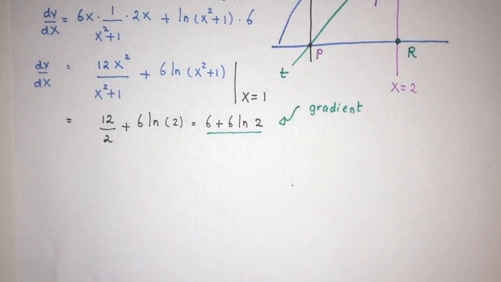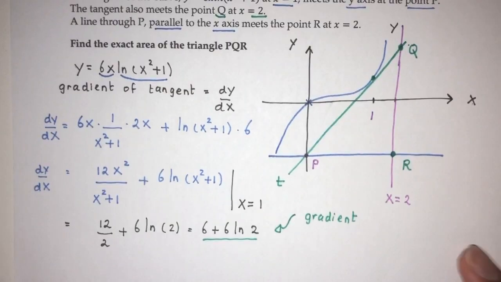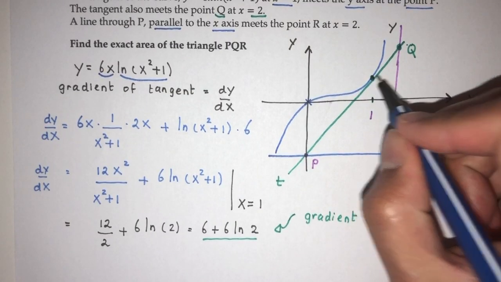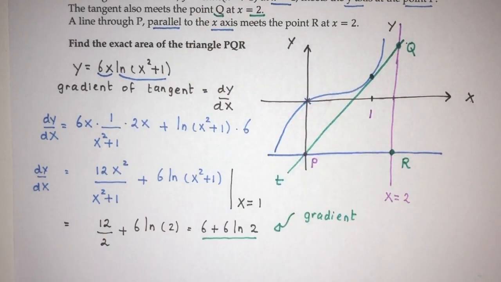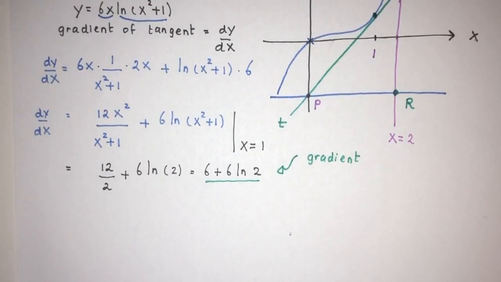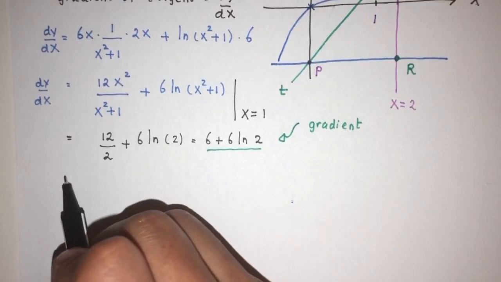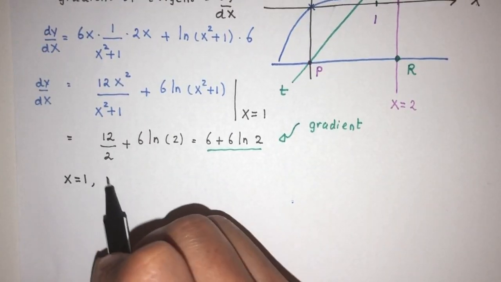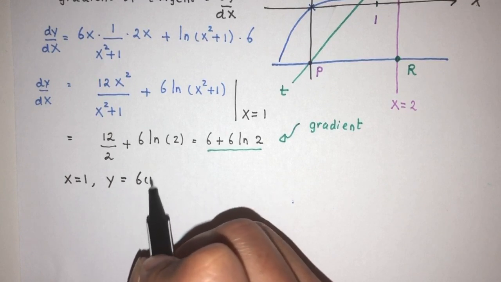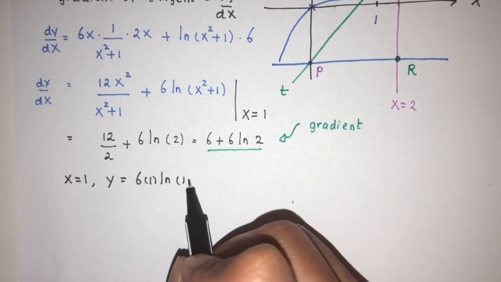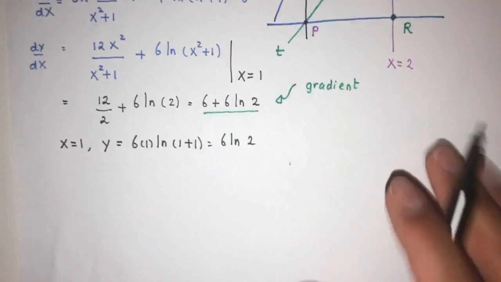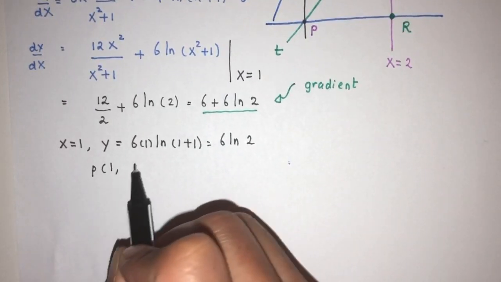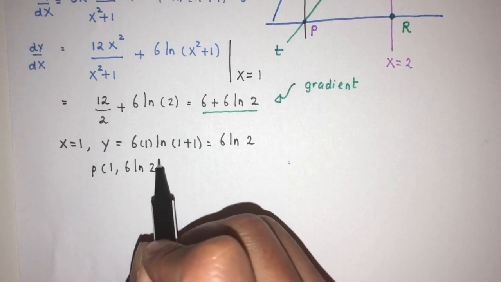That's the first step. Now, to find the equation of the tangent, we have to find a passing point. We know this is the point where x equals 1, but what is the value of y? We have to replace back in the equation of the curve to find the corresponding value of y. So when x equals 1, y has to be 6 times 1 ln of 1 plus 1. That will be 6 ln of 2. So the passing point is (1, 6 ln 2).